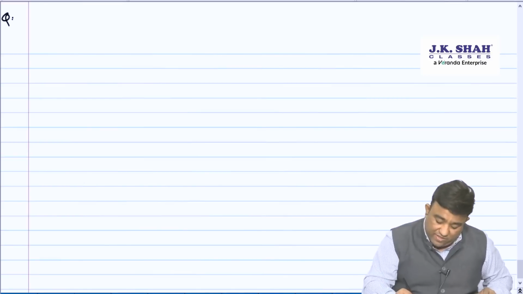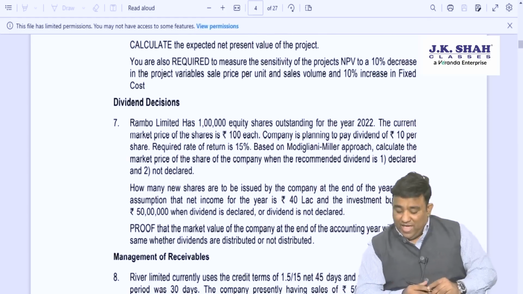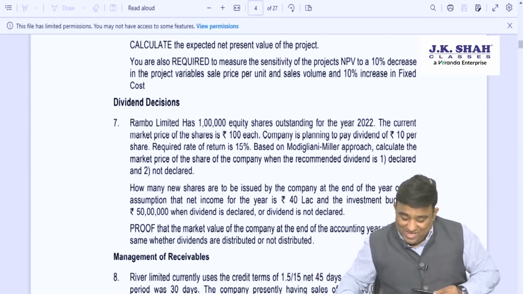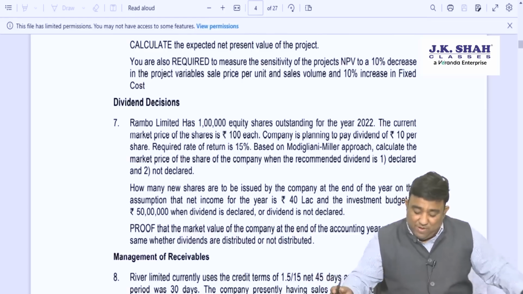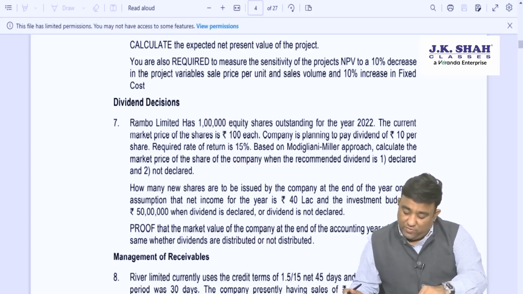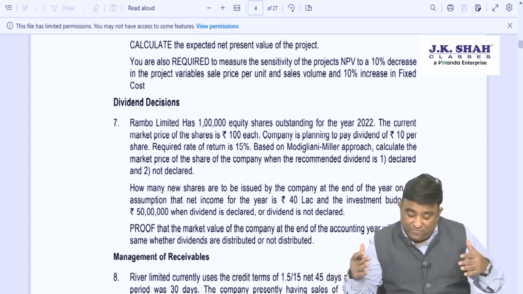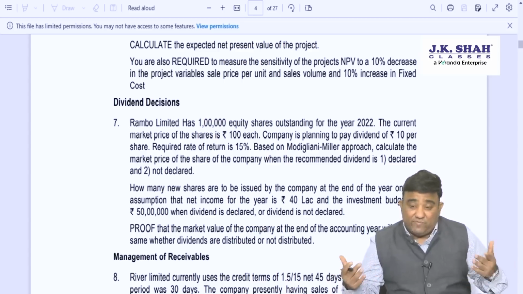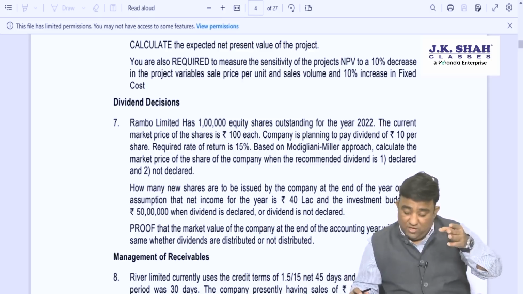Question number 7. Let us check out which chapter? Dividend decision and your favorite Modigliani Miller approach. Rambo Limited has 1 lakh equity shares outstanding for the year 2022. The current market price of the share is 100 rupees. Company is planning to pay dividend of 10 per share. Required rate of return is 15%. Based on the approach, calculate the market price of the share when the recommended dividend is declared and not declared.